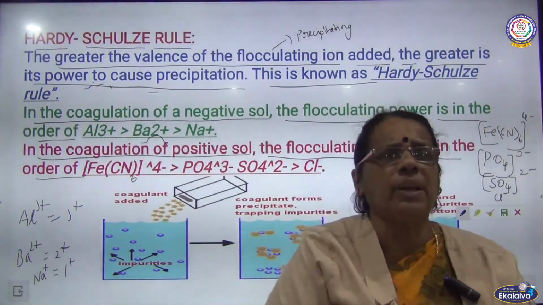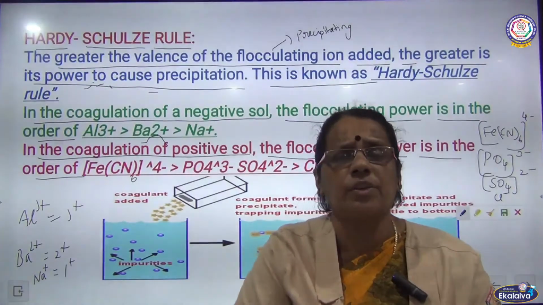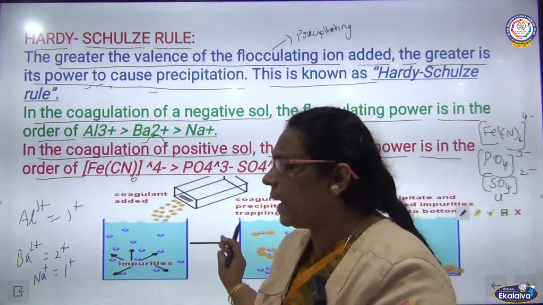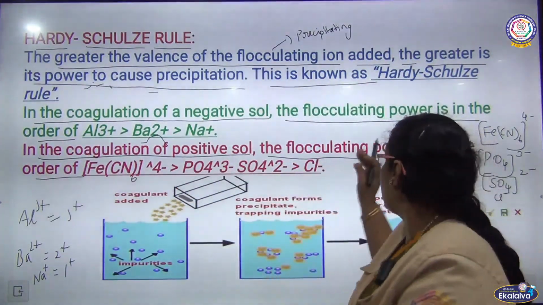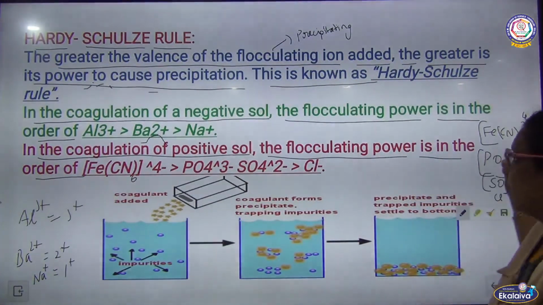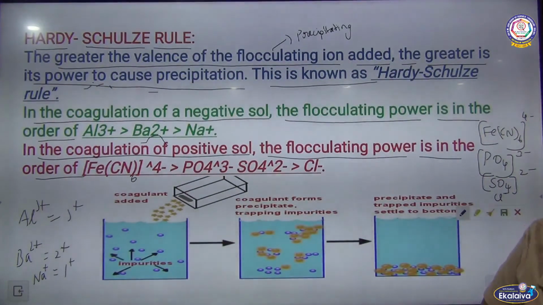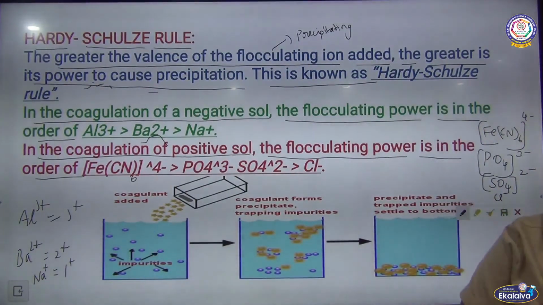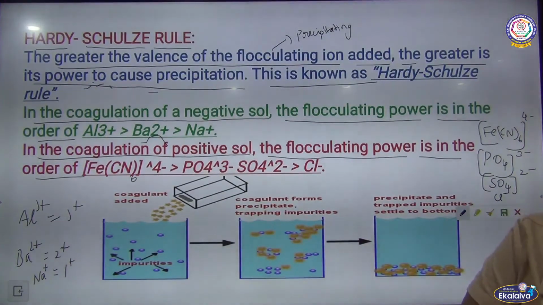So whether it is a positively charged or negatively charged particle, what we have to see is the valency of the charged particle. The greater the valency, the greater will be the precipitation. So in case of a positive sol, I am adding a negatively charged particle. So when you are comparing the precipitating or flocculating power of negatively charged particles, potassium ferrocyanide, that is the ferrocyanide ion, which has 4 negative charges, is greater than the phosphate ion, which has only 3 negative charges, which is much greater than the sulfate ion, which has only 2 negative charges.